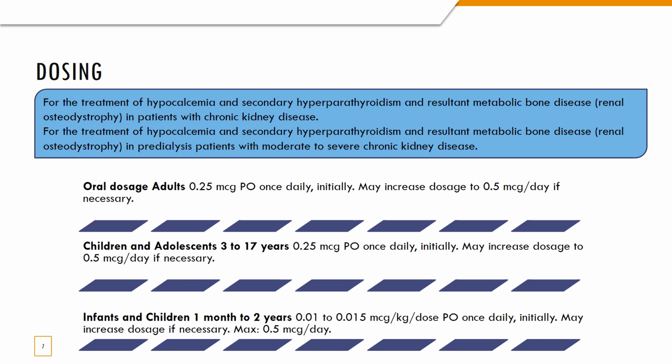The only time it varies slightly is for infants and children 1 month to 2 years, and that will be a dose of 0.01 to 0.015 micrograms per kilogram per dose, and that is also once daily, and you can increase the dosage as necessary, just not to exceed more than 0.5 micrograms per day.